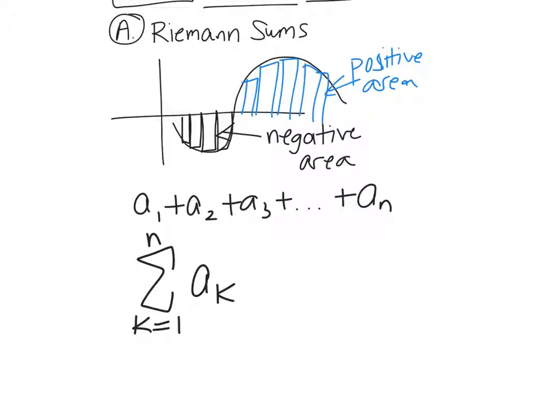Do you remember this? You plug in 1, and you get a sub 1. You plug in 2, and you get a sub 2. And you do that all the way until the last number, which is a sub n. So it's just another way to write that. It's nice and clean in sigma notation.